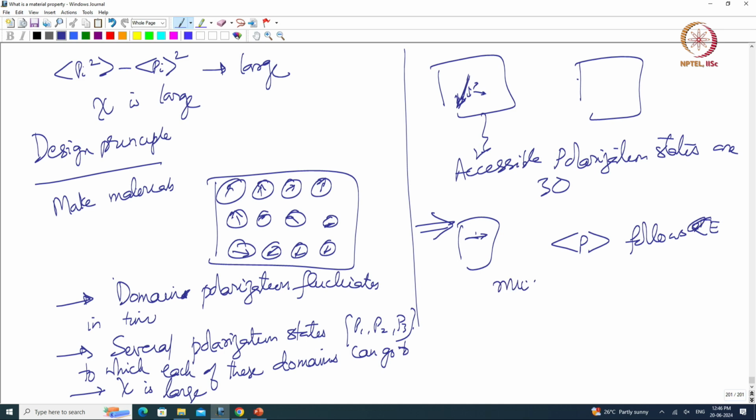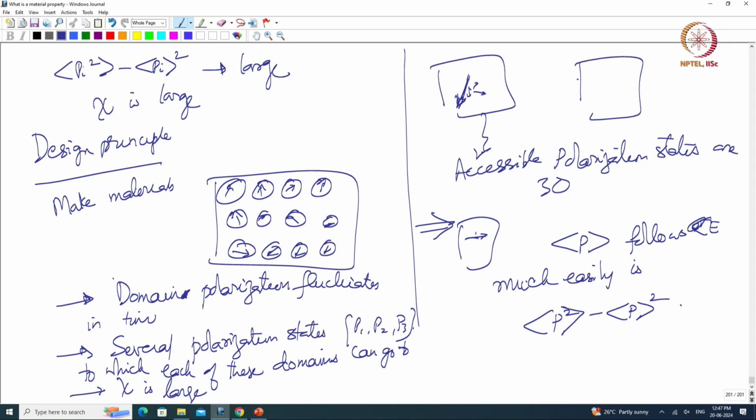much more easily if the fluctuation in polarization is large, right. So, P square average minus P average square. This can also happen if average polarization does not need to be a single value. So, average polarization can be 0. Even if average polarization is 0, if there are so many states that are available, if the polarization is fluctuating quite high, that means the system can access several polarization states, then the susceptibility is large, right.